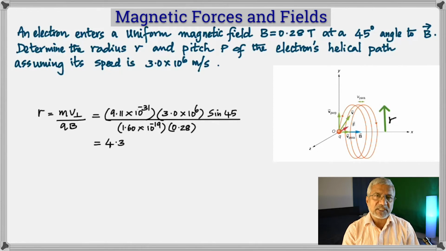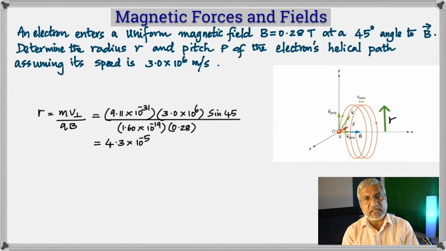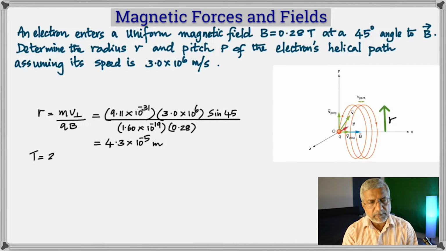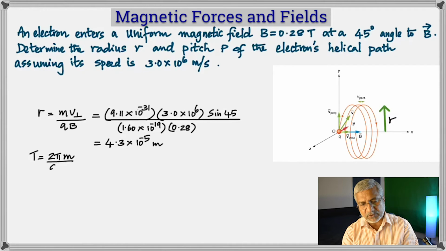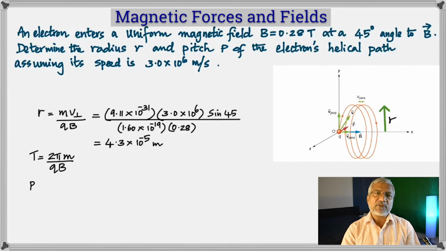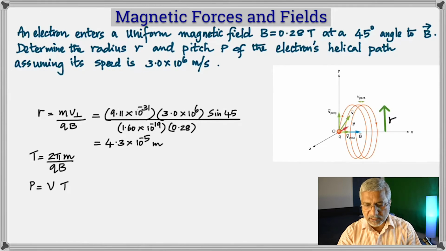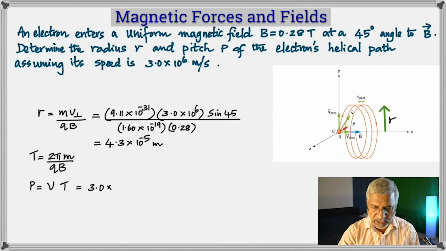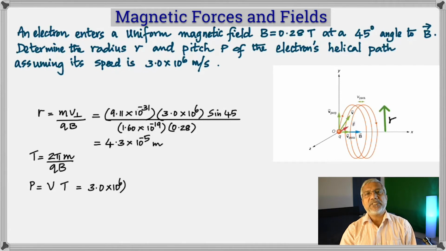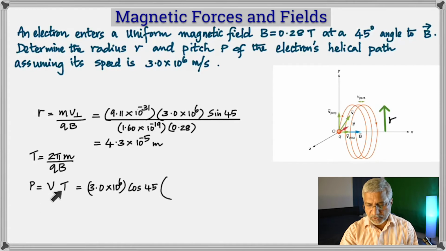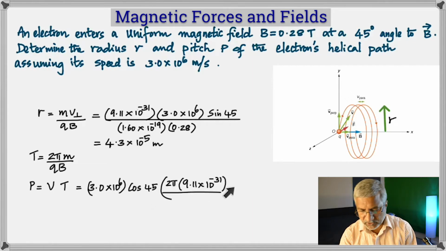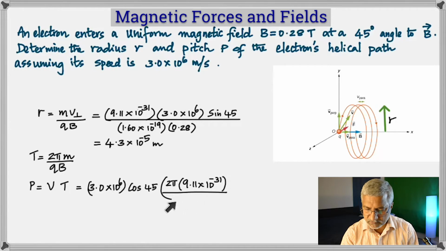And then we find the time period using 2 pi m by qB. So 2 pi times m by qB will give you that. Once you get that, you multiply it with the parallel component, which is velocity cosine 45 times 2 pi m by qB. Okay, I'm writing the whole thing there. So that's where you would get that.